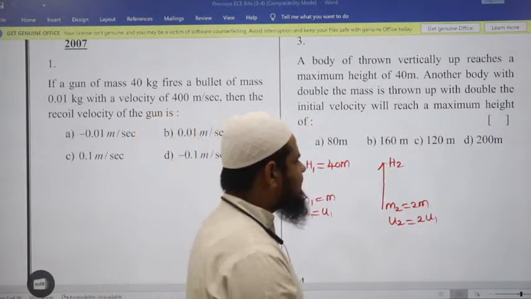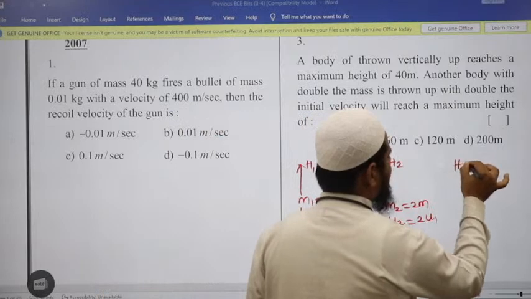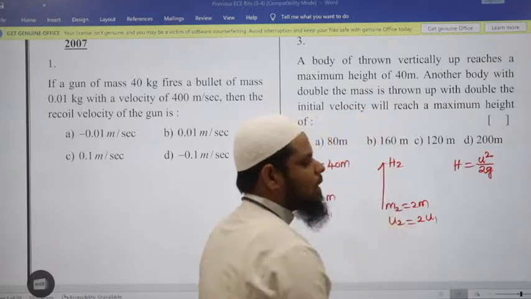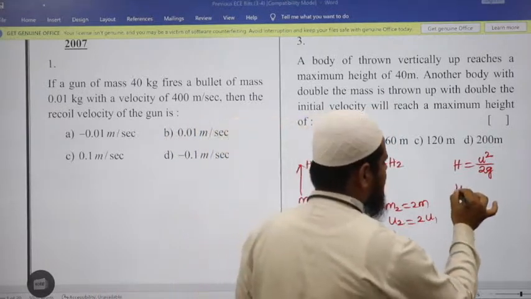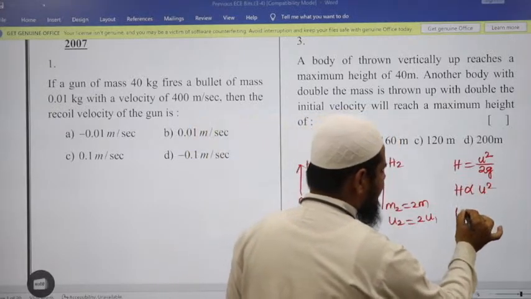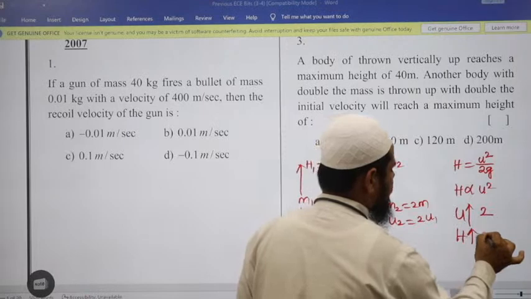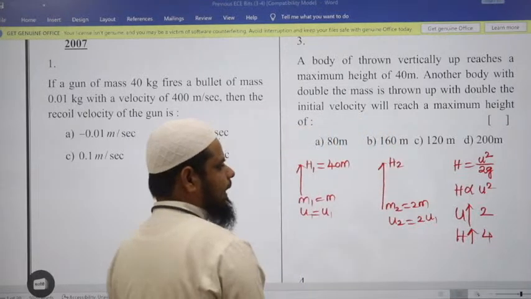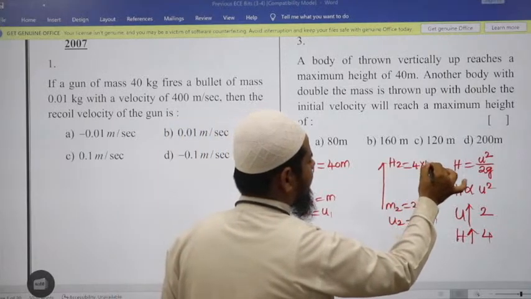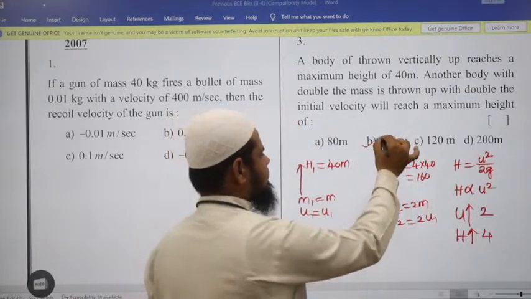So this is the relation between h max and velocity. H max formula is generally u square by 2g. H is proportional to u square. If u increases twice, then height increases 4 times. In that case height increases 4 times, so h2 becomes 4 into 40, directly it can be 160. Yeah, this is the answer.